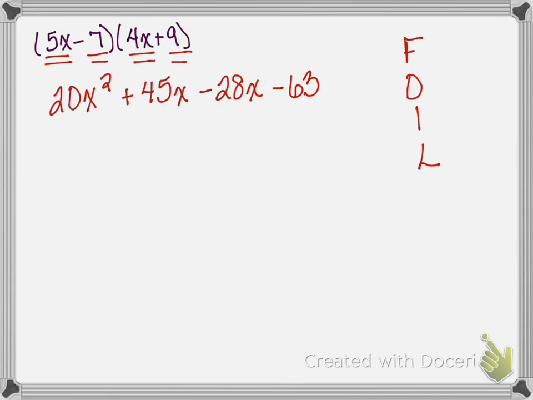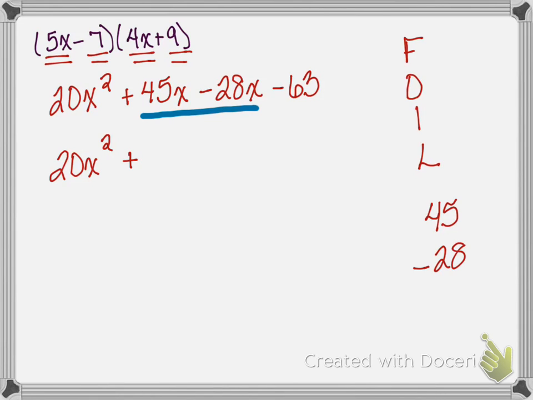Okay? What can you tell me about these two terms right here? They are like terms. I've got one positive and one negative, so I'm going to have to subtract their absolute values. Is my positive number greater absolute value or is my negative? Positive. So my answer is going to be positive. I subtract my absolute values. 15 minus 8 is 7. 3 minus 2 is 1. Okay, so I have positive 17x minus 63.